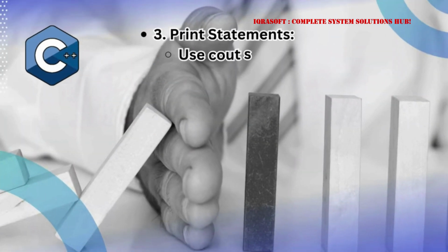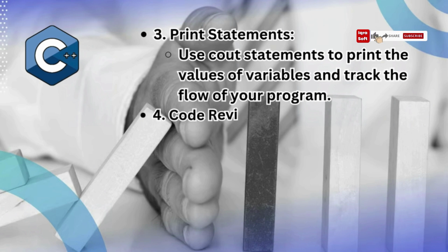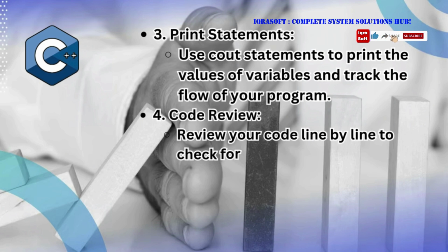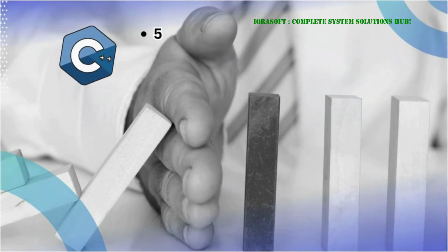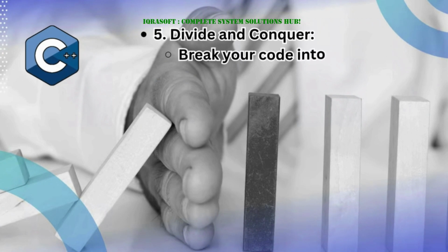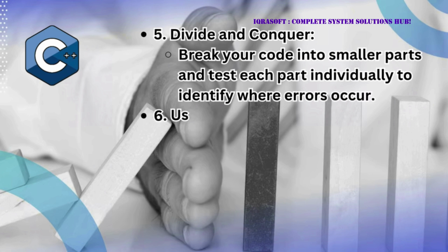3. Print statements. Use cout statements to print the values of variables and track the flow of your program. 4. Code review. Review your code line by line to check for syntax errors, logic errors, and potential runtime errors. 5. Divide and conquer. Break your code into smaller parts and test each part individually to identify where errors occur.